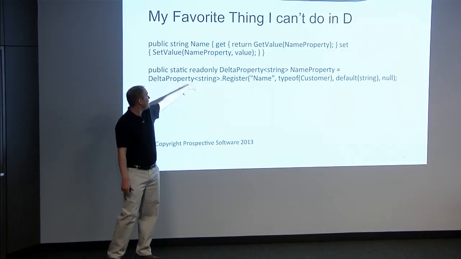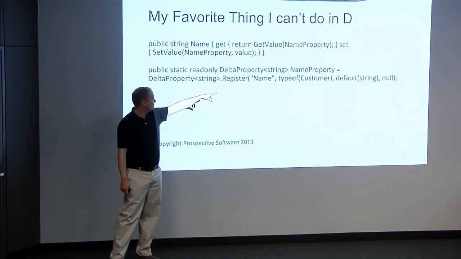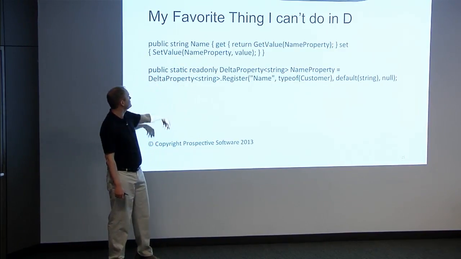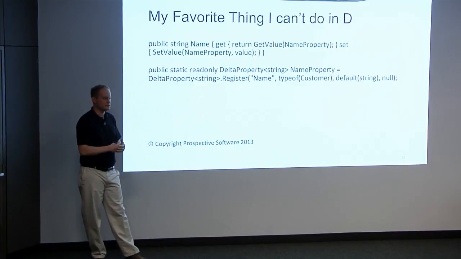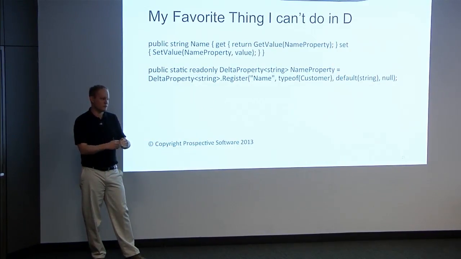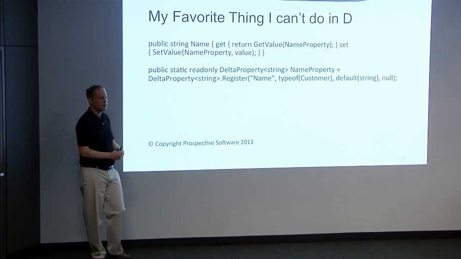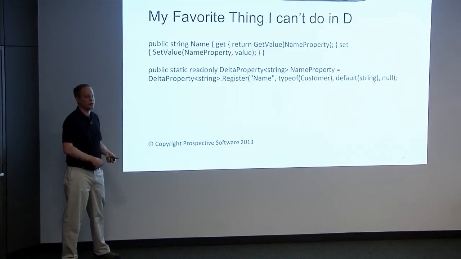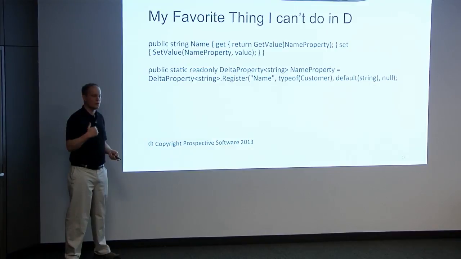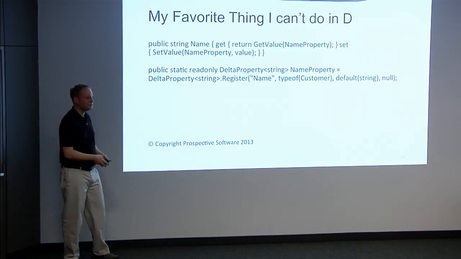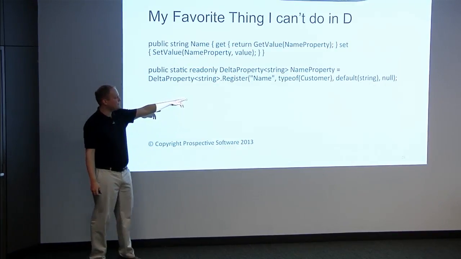So we're going to register the actual name of the property, the type that we're going to return, or excuse me, that would be the type that owns the property. So we have to tell this system, okay, you exist within this type. And it has to be the concrete type that you're working with. So, and that's for actually inheritance reasons. It needs to know where in the inheritance chain it lives. We have to give it a default value.